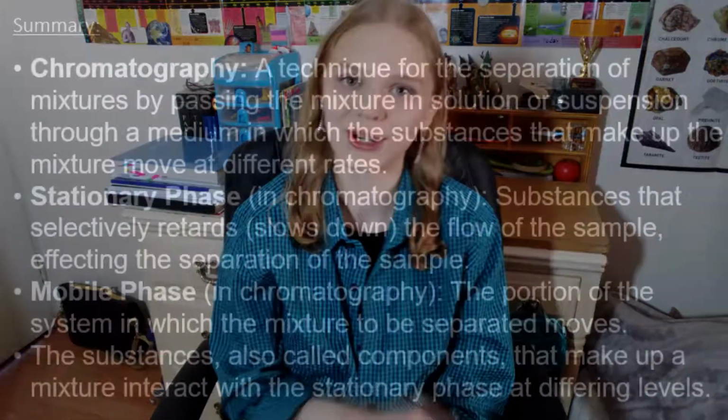Now there are so many different types of chromatography, and each chromatography uses a different type of chemical or different states of matter. I will be discussing all the types of chromatography that I know, including column chromatography, coming up.